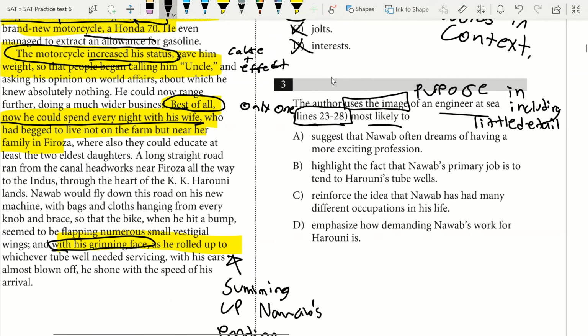Okay, so let's look at our options for number 3 here. So we've got A, suggesting Nawab often dreams of having a more exciting profession. No, that was just showing us how hard his work was. B, highlighting the fact Nawab's primary job is to tend to Haruni's tube wells.